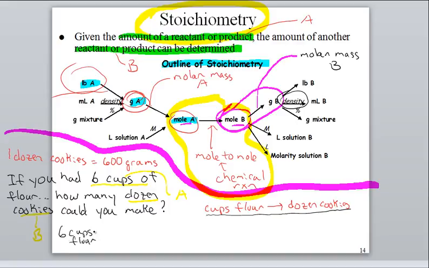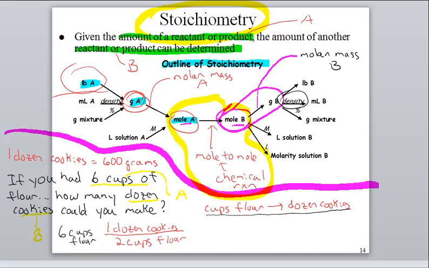The proportion, 1 dozen cookies for every 2 cups of flour. And if we solve for the answer at this point, we could make 3 dozen cookies. Or you could do another conversion, that would be 36 cookies.